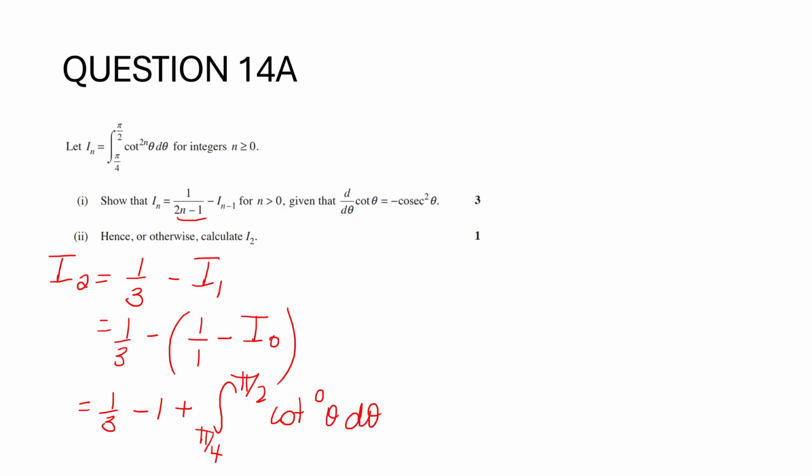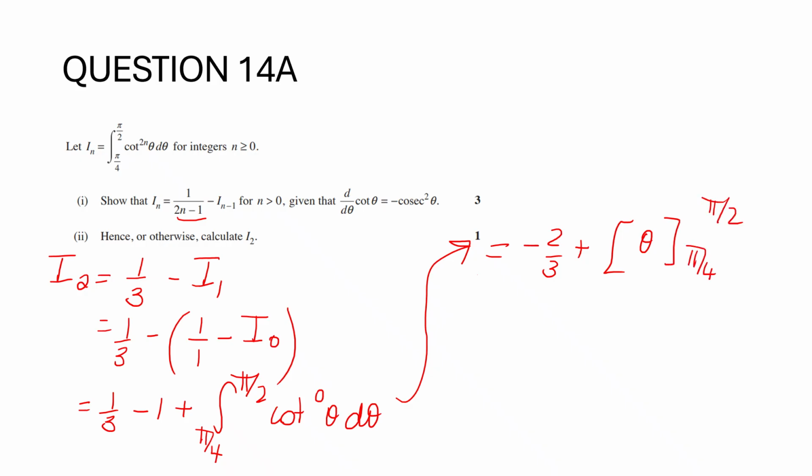Let's come up here because we're nearly finished. A third take away 1 is negative 2/3, plus we've got the integral of 1 d theta, so that's going to be theta, in between pi on 4 and pi on 2, which is equal to negative 2/3 plus pi on 2, take pi on 4, which is equal to pi on 4, take 2/3.